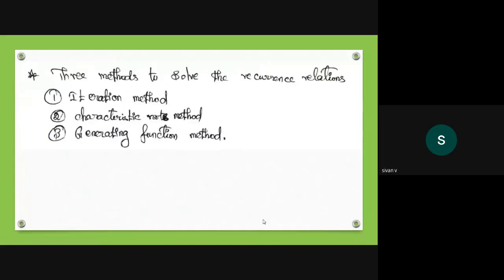Now, these recurrence relations are solved by 3 methods. One is the iteration method. Iteration method means substitute n equal to 1, 2, 3, 4 and so on. That way you can represent and solve it. Characteristic roots.